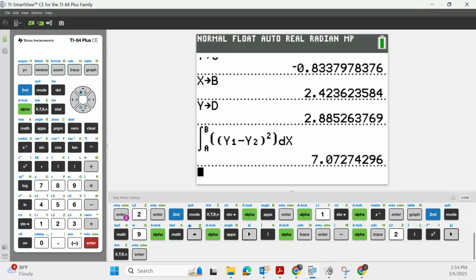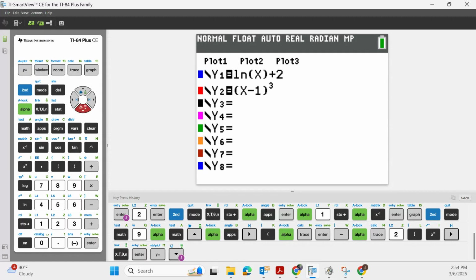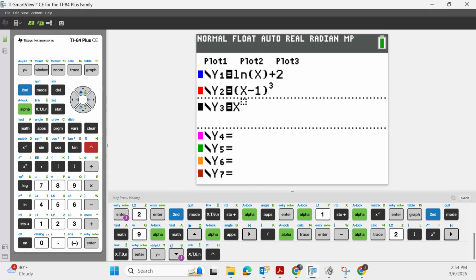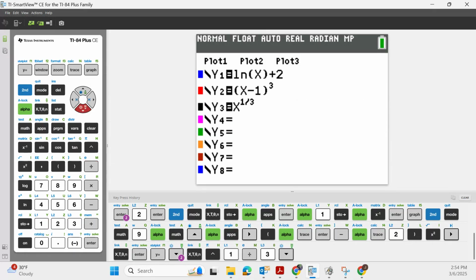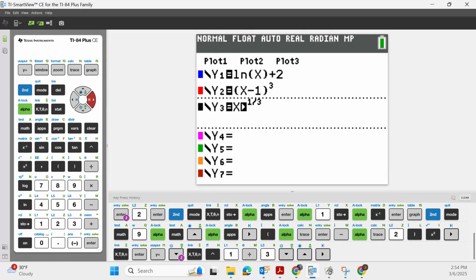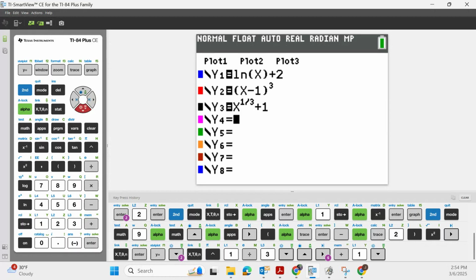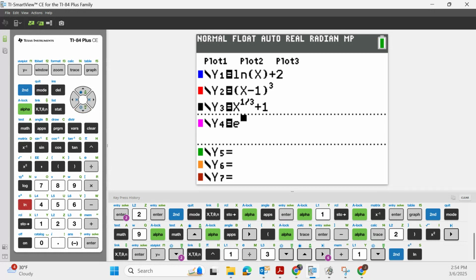So let's do it. Under y, go down to y3, and x to the 1/3 power. Do it like this. You can do the fraction tool in there, whatever, that works. Oh, whoops, it was plus 1, right? And then for y4, I'm going to do f inverse, which was the e to the y minus 2. So I'm going to do second natural log there to get e to the, and I'm going to put in the y minus 2, but again, with just x minus 2.